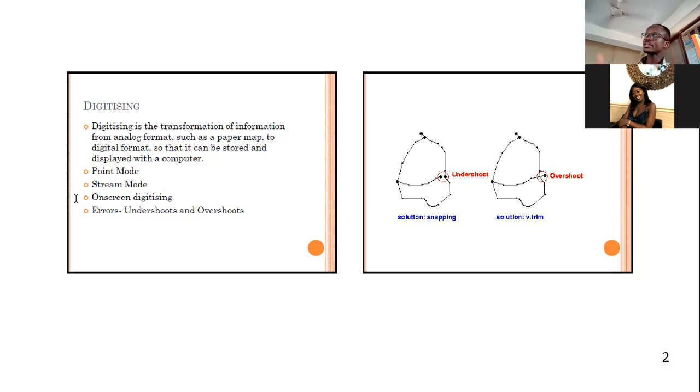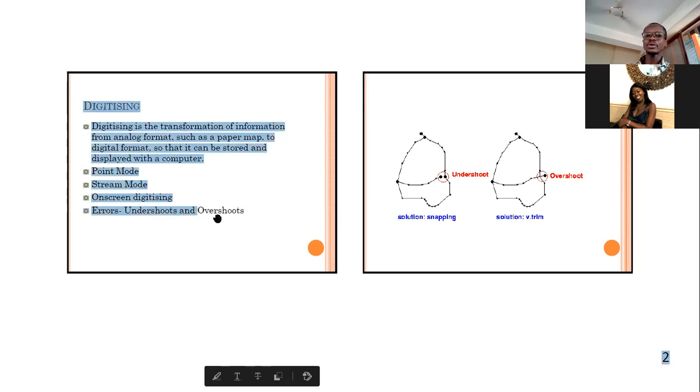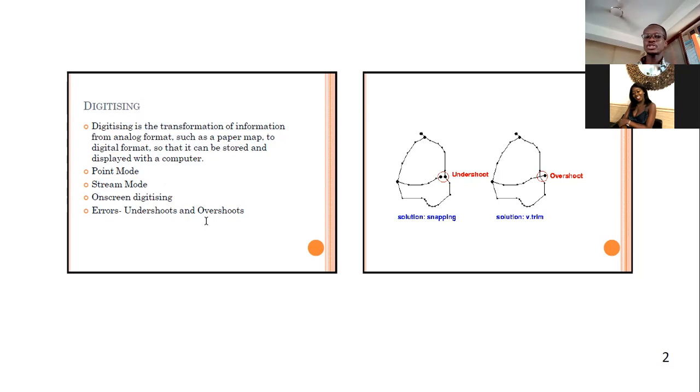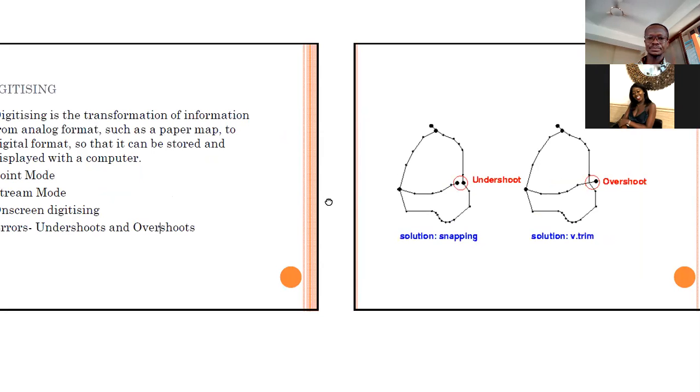When you do all these digitizing, converting hard copy into the computer, you are bound to make mistakes or errors. One of the common errors is undershoot and overshoot. If you have an undershoot, then you have to extend, or snap. If you have an overshoot, you need to cut it or trim it. So that is what you see on that side as well.